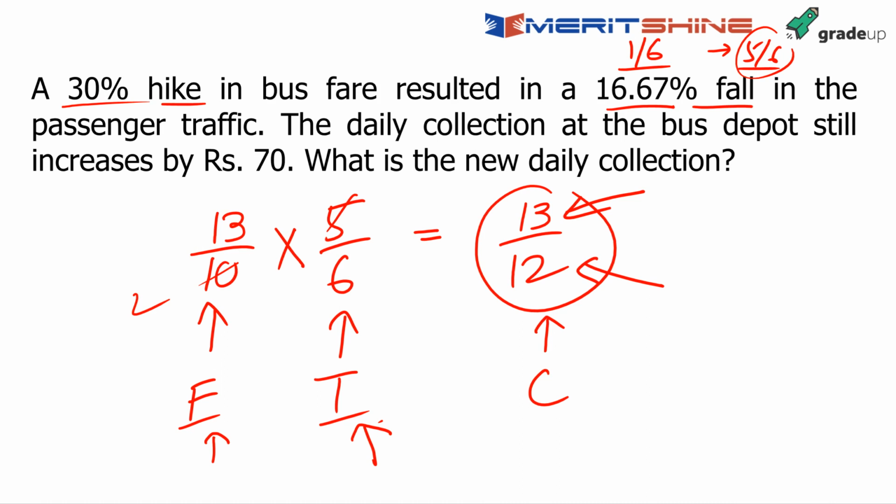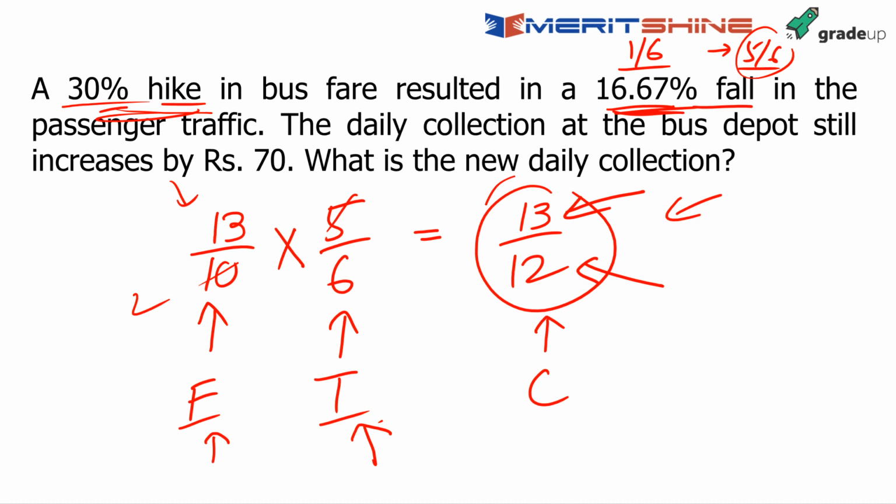Had the traffic not changed, the percentage change in bus fare would have been the percentage change in collection. So this 13 by 10 here simply would have come here and the collection would have increased by 30%. But the fare went up, and some part of it was offset by the passenger traffic that went down. What is the exact amount? It was a 30% hike here and a 16.67% fall. You already know it will be some 12, 13, 14%, something like that.